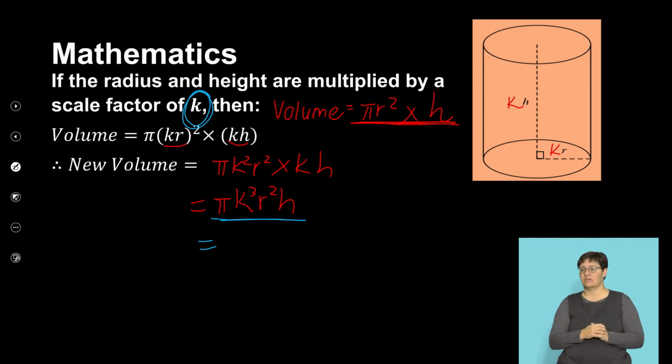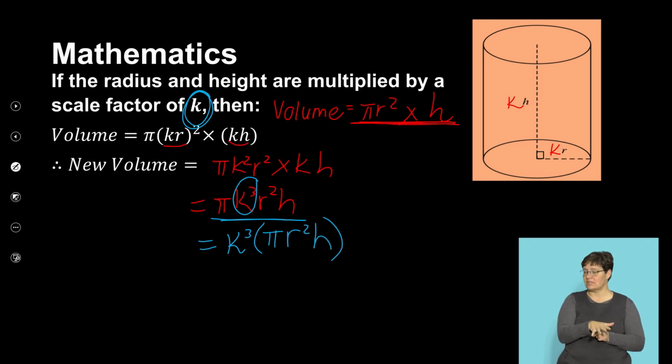So the initial volume is pi r squared times the height, but this one is pi k cubed r squared times the height. So we now have a k cubed present. And if I take this out as the highest common factor, it's going to be k cubed times pi r squared h. So I can see that the influence of the scale factor multiplied the new volume to be an expression as the old volume multiplied by k cubed.